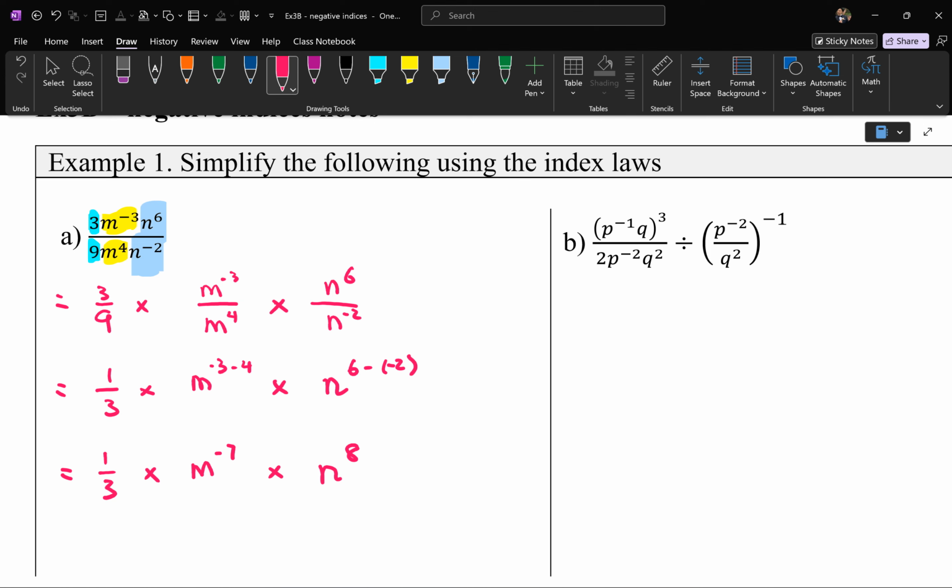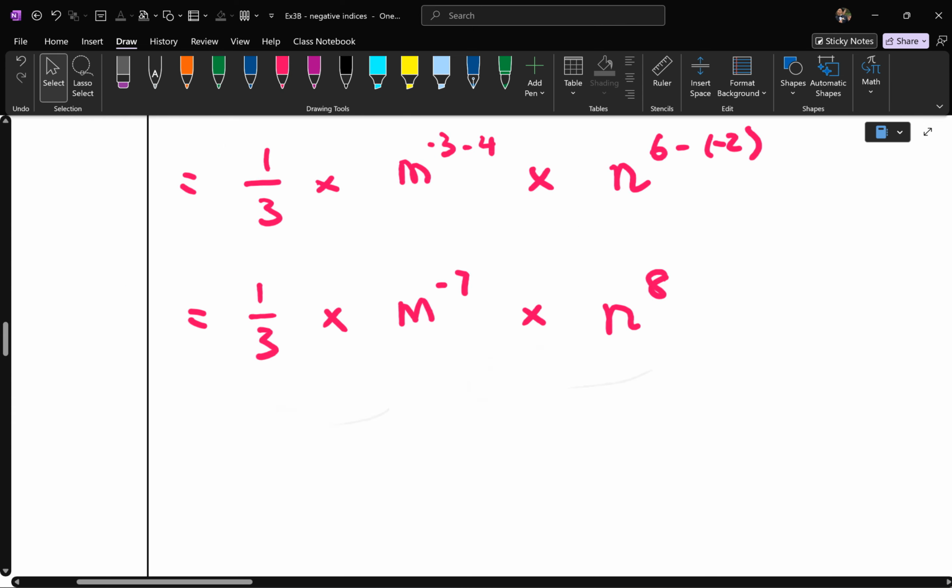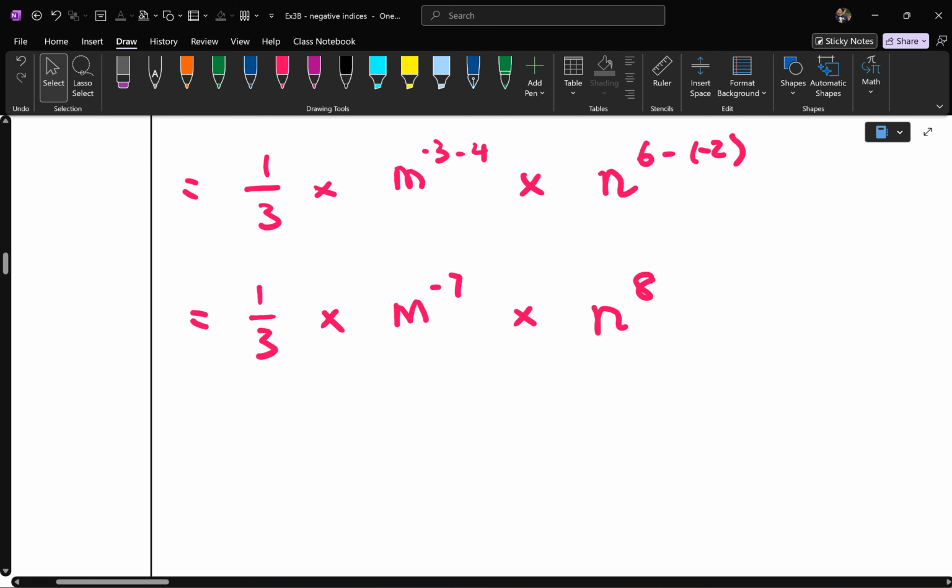At year 9, I keep reminding you. And then year 10, I might penalize you. And then year 11, I definitely penalize you. So here, never leave your answers with negative powers. They just don't like it for some reason. It's just the way they mark it. So here, make sure to change that to a positive power.